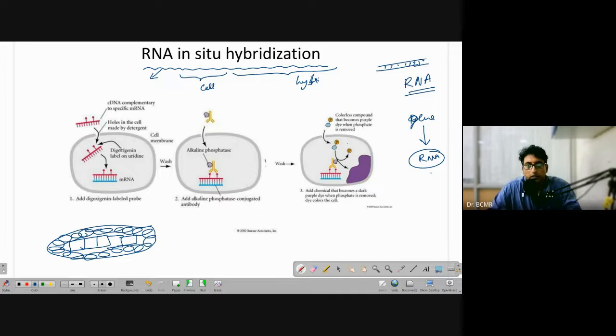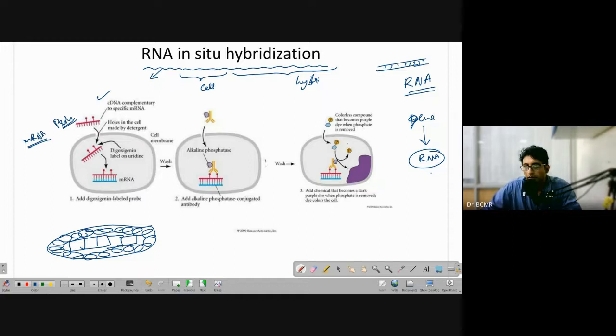It's almost like Northern blotting, except there are some variations. We will also see in the next slide a much more detailed one, but yeah, we will repeat it twice. So we first have to make a cDNA complementary to the mRNA. It is something like the probe, and that probe should be complementary to the mRNA that we are trying to seek. Okay.